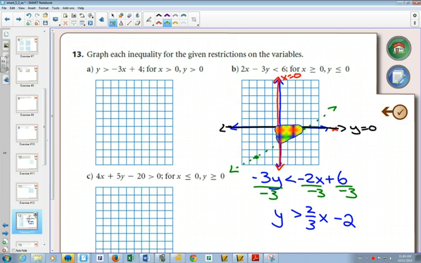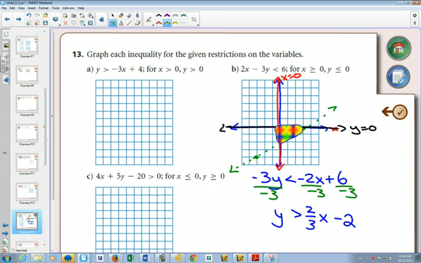That would be the shaded part as the final answer. Can you see that I've done everything right? Am I graphing above my line? Yes. Am I graphing bigger than x equals 0? Yes. Am I graphing less than y equals 0? Yes. Right here it says x greater than or equal to 0.